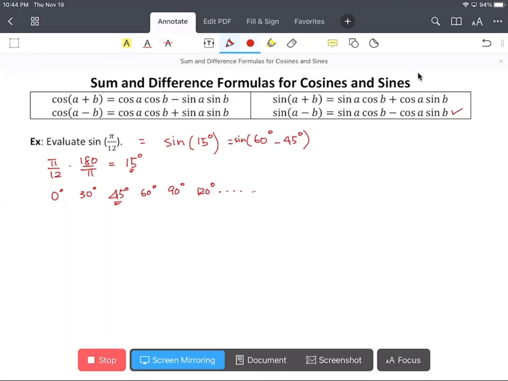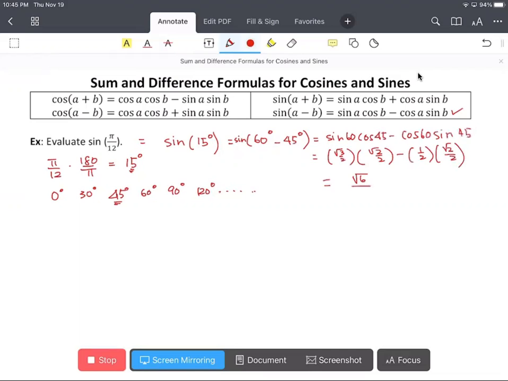So I'm going to use sine A minus B. That will give us sine 60 cosine 45 minus cosine 60 sine 45. And we know that sine 60 is equal to radical 3 over 2. Cosine 45 is radical 2 over 2. Cosine 60 is half. Sine 45 is radical 2 over 2.